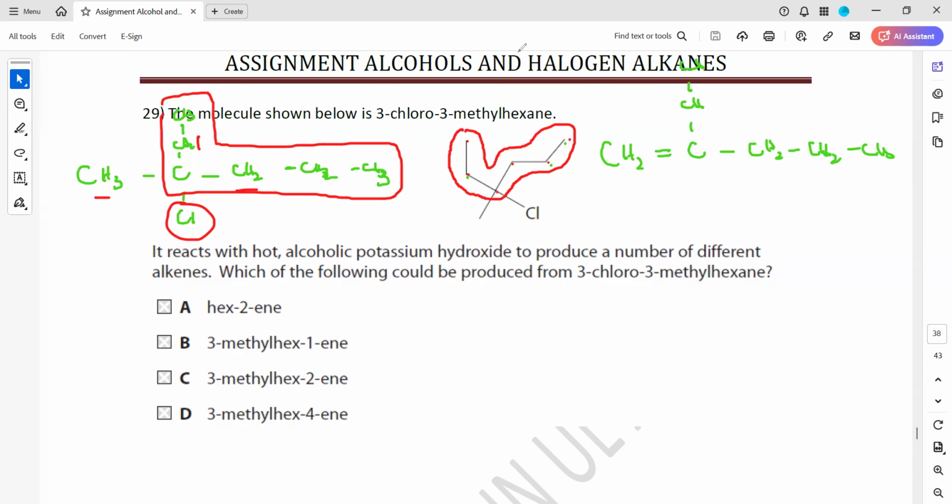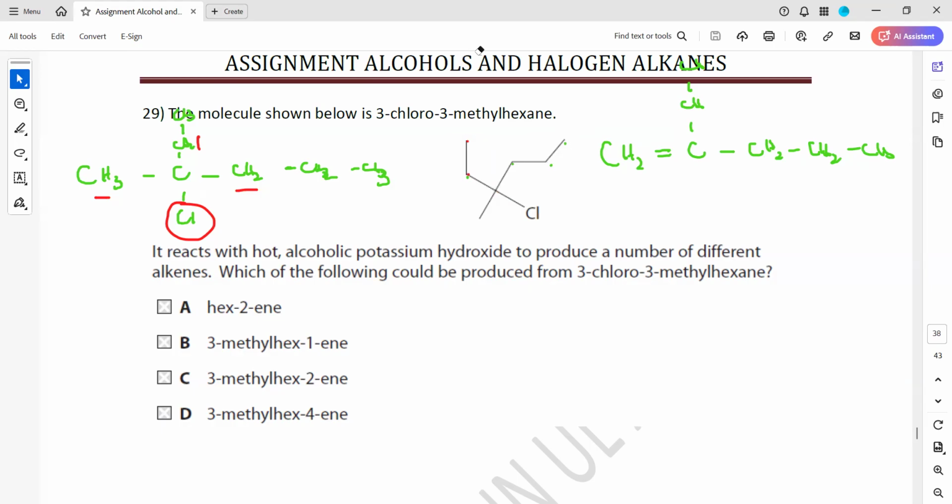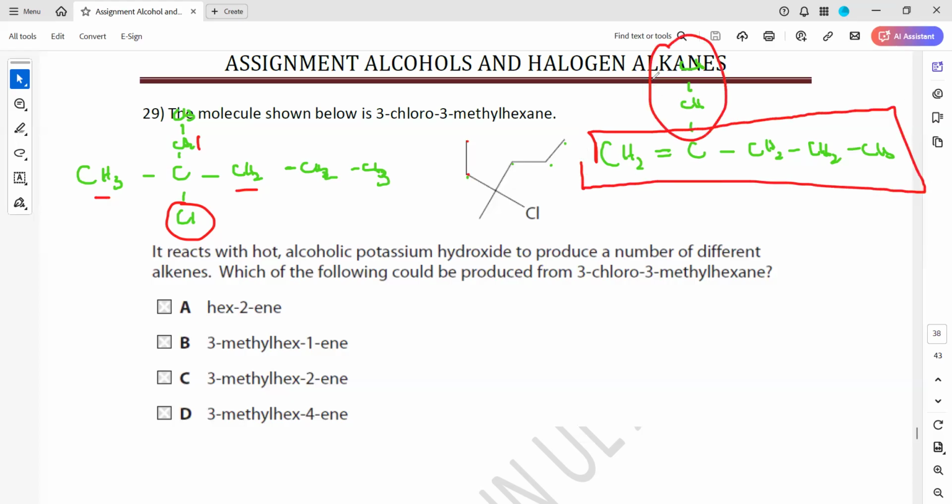But if this carbon loses the hydrogen, and the chlorine is lost, what is the name of this compound? So 1, 2, 3, 4, 5, 6. But we have to include the carbon-carbon double bond. So this is our longest chain now, and this is a branch. At the second position, we have a branch. So it is 2. Which branch is there? CH2, CH3. So this will become 2-ethyl.